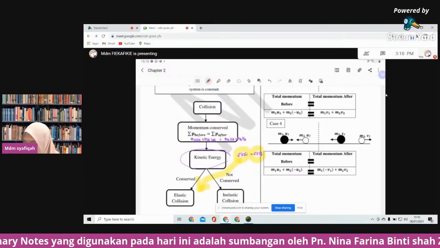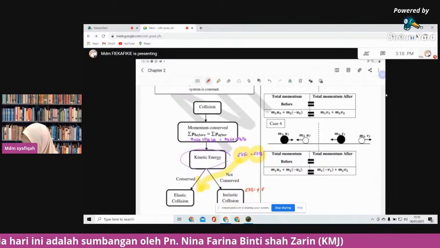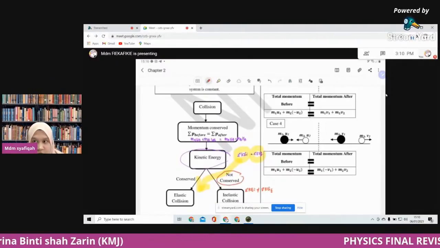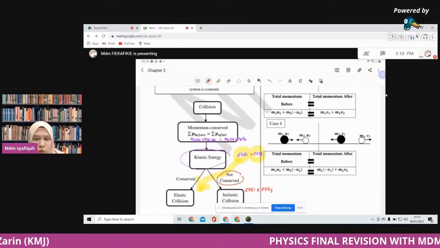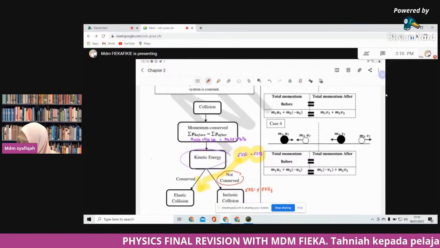What type of collision? So the total kinetic energy initial here is not the same as total kinetic energy final. Macam tu. So, kinetic energy is not conserved. Bila you jawab, you mesti tunjuk you punya proof. Okay, bukan jawab saja.